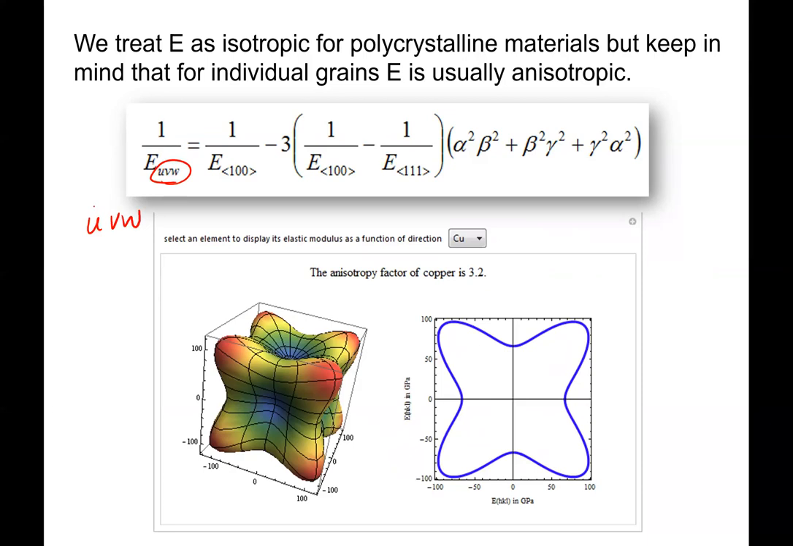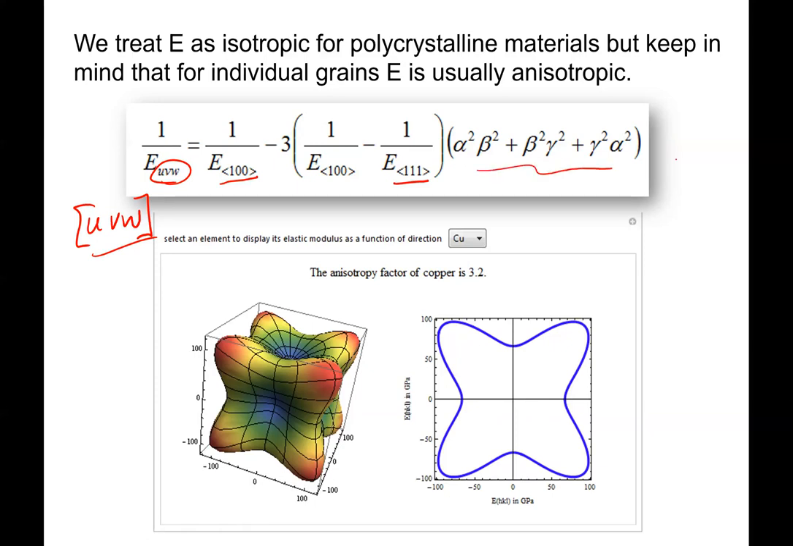This is just a shorthand for saying that we're going to pull on our sample in some direction. So if we're pulling along a diagonal, that would be a 111 direction. Or if we pull along a face, it might be like a 100 direction. So we're going to pull it along a UVW direction. And if we know what the elastic modulus value is in the 100 and in the 111, and these are tabulated, we could go ahead and predict from this equation the elastic modulus in any UVW direction. All right, I'll talk about these alpha, beta, gammas here in just a second.